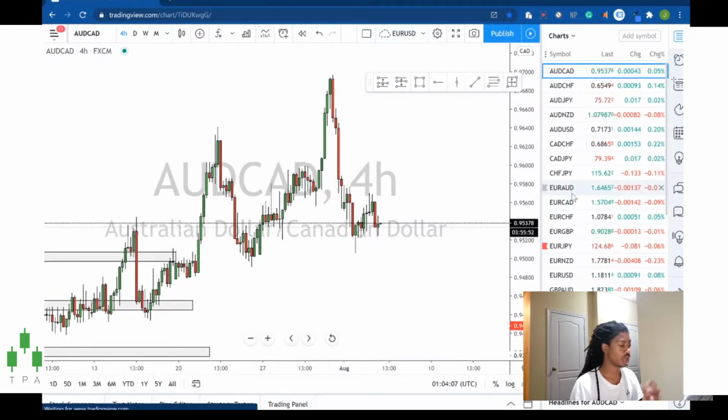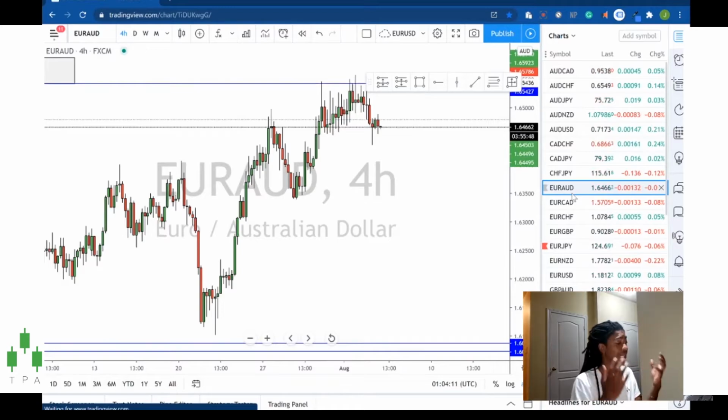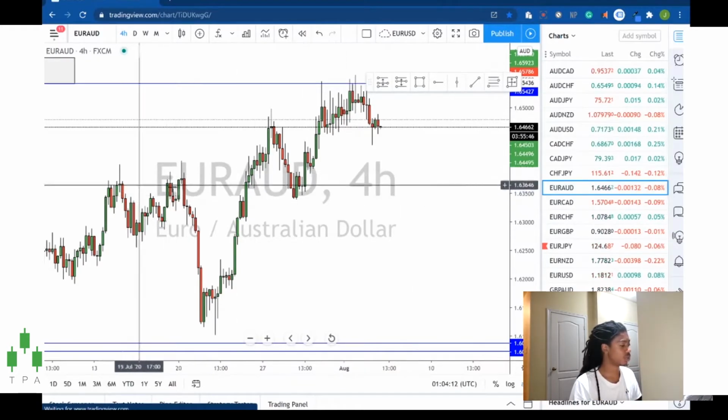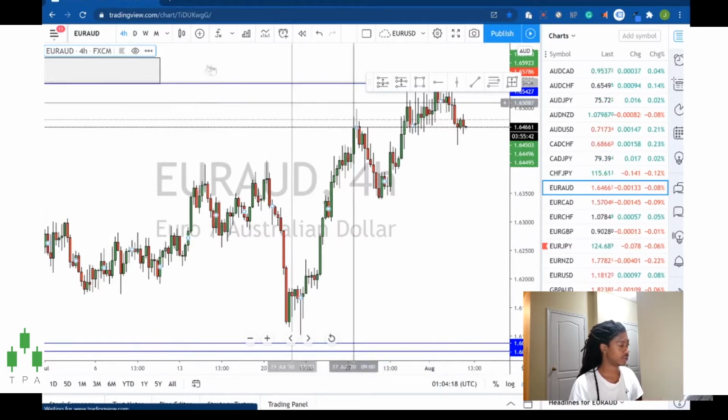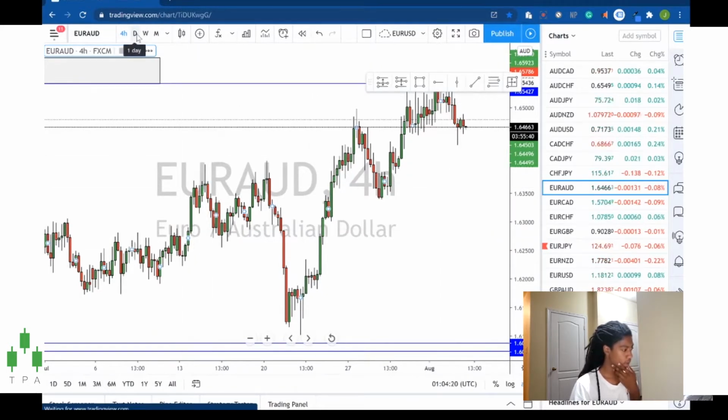Let me check Euro Australian. This one should go down, right? I'm just getting a glance, right? So here we can see we weren't really going on that lower low structure, more so consolidation in the wider scheme of things. I am on the 4-hour time frame. I forgot to mention that.